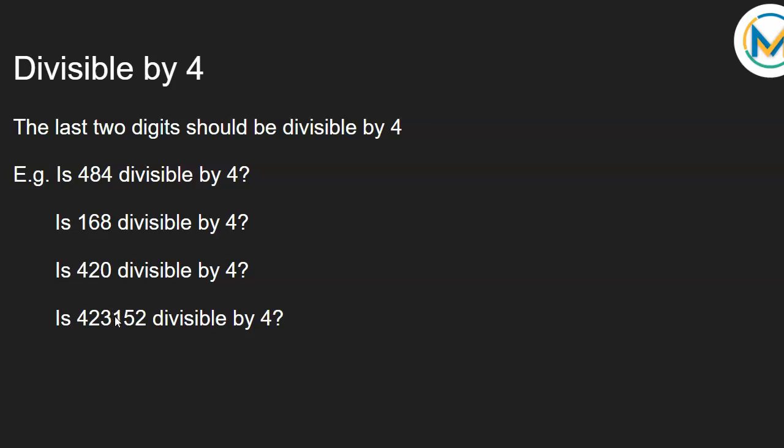And then we have a slightly bigger number, but no issues. We only have to focus on the last two digits. 52. Is 52 divisible by 4? Yes. 13 into 4 is 52. So this big number is divisible by 4.